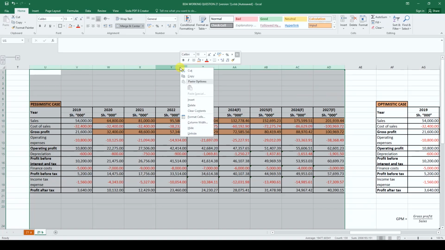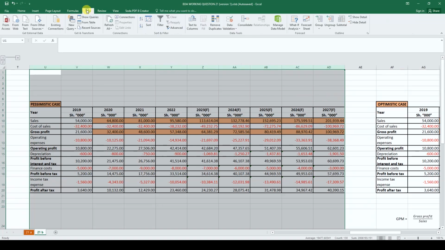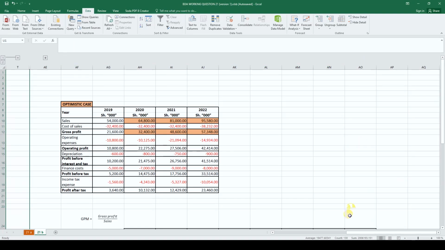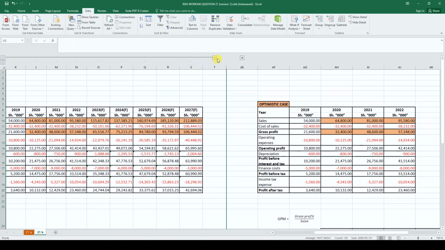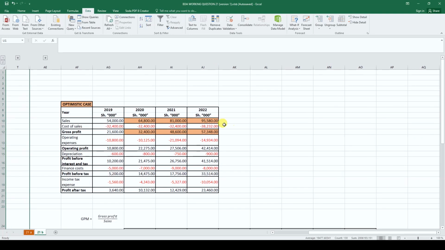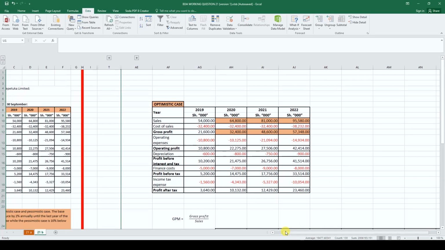So we group. Where do we group? We come to data. We come to group. You can see group here. We press the above one. Group, that thing comes. This kind of grouping comes in terms of the outline. Let's group it there. So we have even this one for the base case. Let's group it. We want our forecast to be from 2023 to 2027.